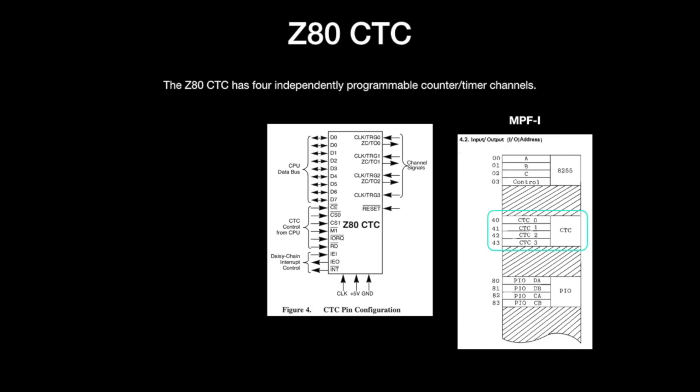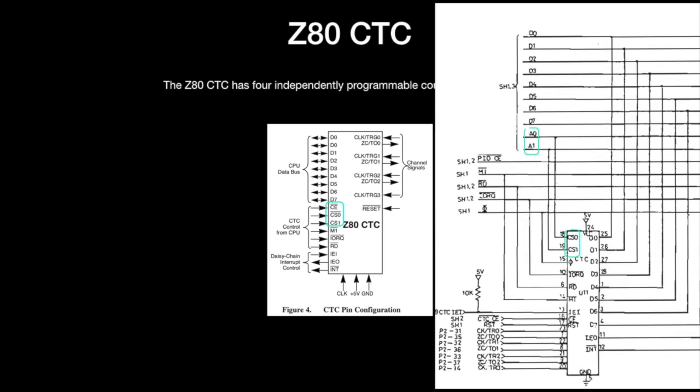I will use the CTC in my Microprocessor 1 board to show the functionality. The four channels are addressed over the hexadecimal values 40 to 43, so the chip is selected over the chip enable pin and both channel select pins. A quick look at the schematics reveals that CS0 is connected to the address line A0 of the CPU and CS1 to A1. With these both lines, you can select four addresses: 0, 1, 2, 3.